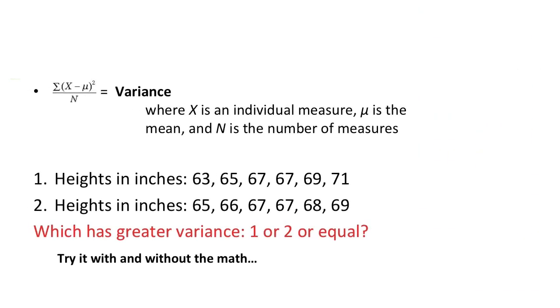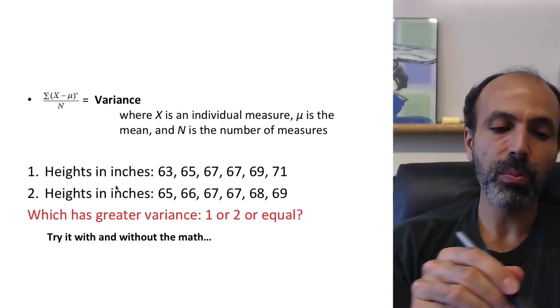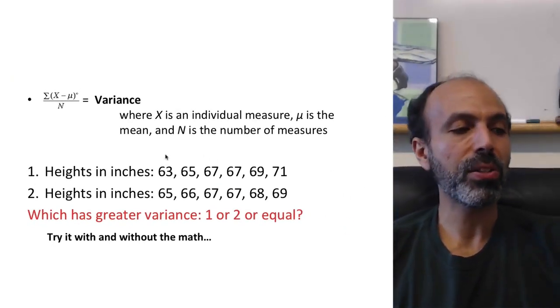Okay, well, I think eyeballing this is a pretty easy problem. Looking at the spread here, they're both perfectly symmetric, right? But this one goes further out. This one is much more clumped together. So the answer is number 1 definitely has more variance than number 2.